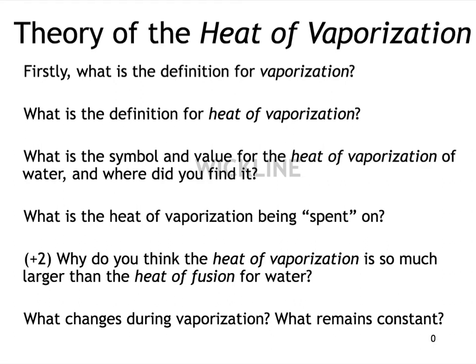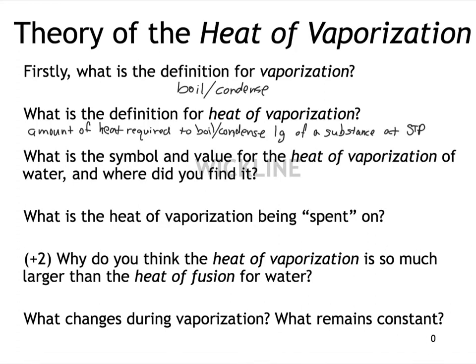All right, so heat of vaporization is similar to heat of fusion, except that it is the amount of heat required to boil or condense 1 gram of a substance at STP. The symbol for the heat of vaporization is HV, and the value is 2260 joules per gram, and I got that from the reference table, table B.